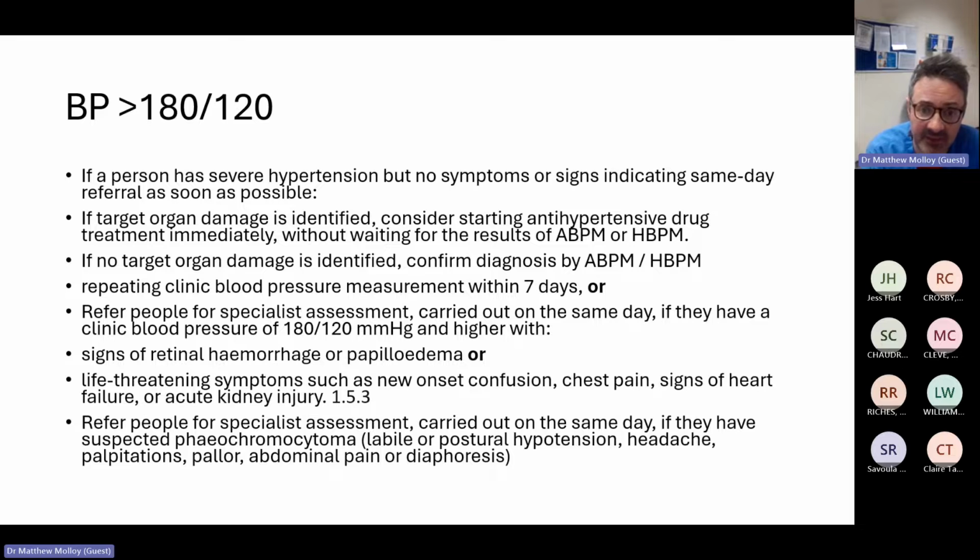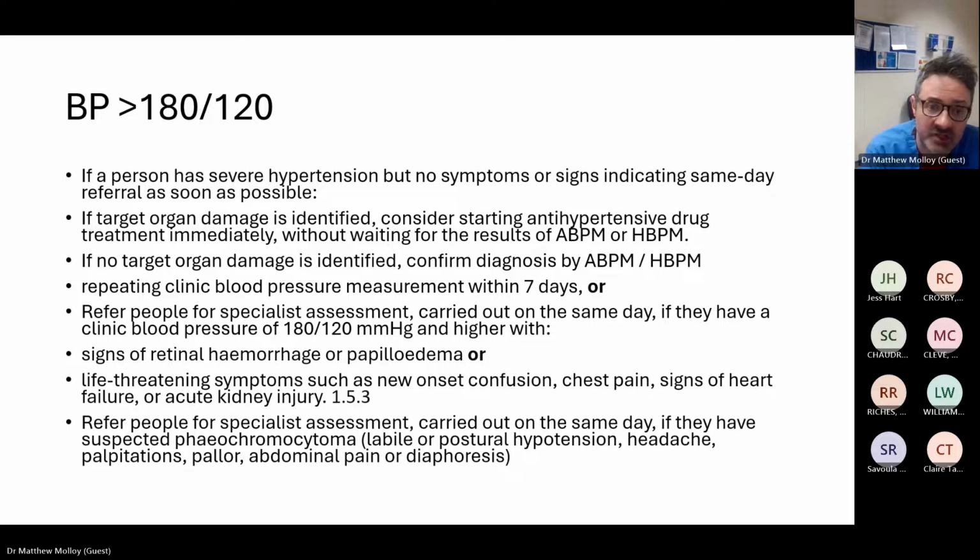If they've had some investigations, and there is evidence of target organ damage but they're well, we can start medications immediately without waiting for the results of the ABPM. But obviously when we get the results, we need to bear in mind that they're on a medication during the test. Then we would be getting these patients back fairly quickly. It says 7 days, but sometimes we get them in a bit sooner just to make sure that their blood pressure is coming down and we can up-titrate.